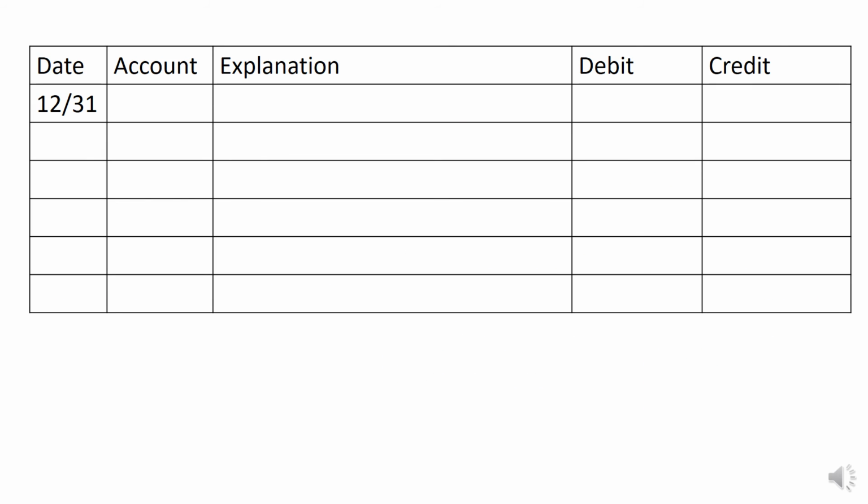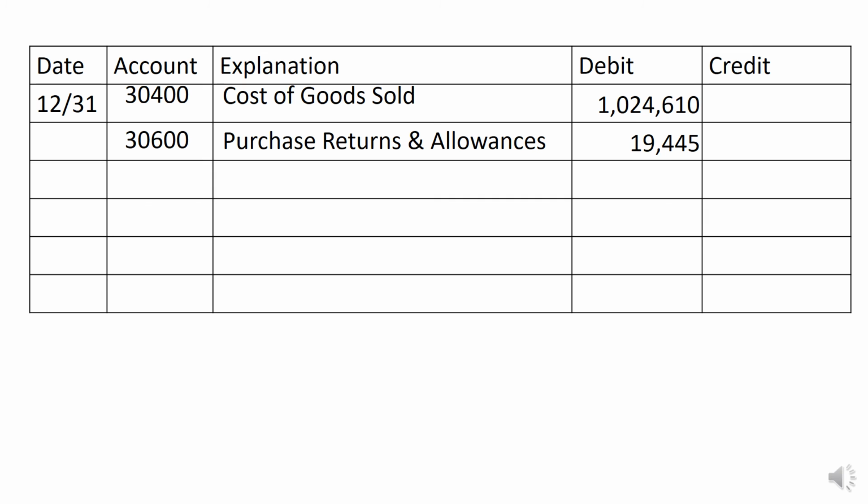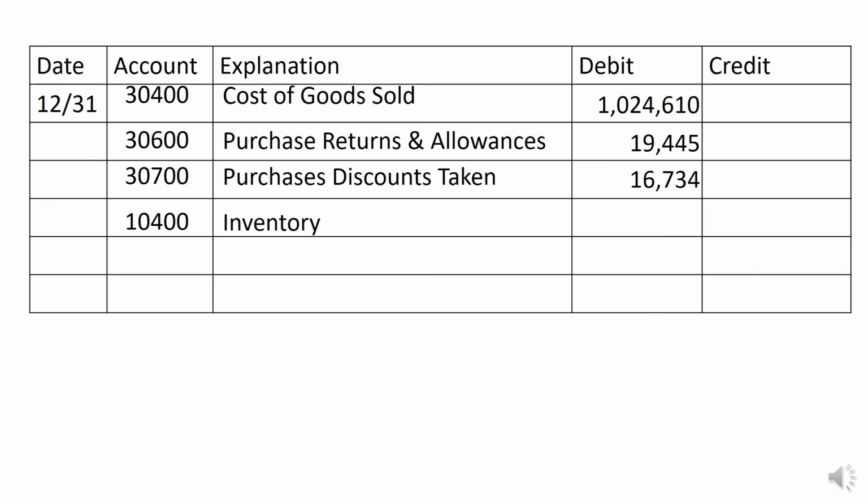At the end of the period, our journal entry to adjust our inventory valuation as well as our cost of goods sold is as follows. We debit cost of goods sold in the amount we computed on the previous slide. We also debit purchase returns and allowances and purchases discounts taken. We'll leave inventory blank for just a sec. This is a plug based on the remaining activity that took place during the preceding period.